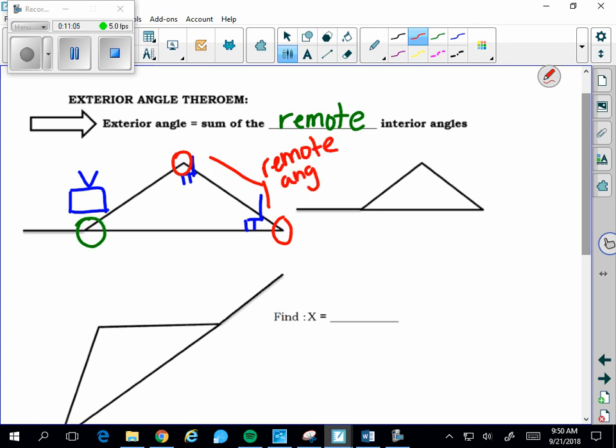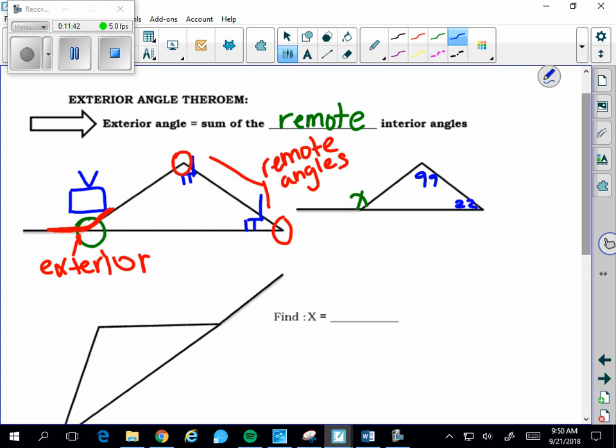They are away from the exterior angle. This is my exterior, where my TV is. You'll see it's outside. I'm talking about the angle outside of the triangle. And these are my remote. So my setup, let's see. I'm going to say X right there, that's my exterior angle. My remote angles are 99 and 22.